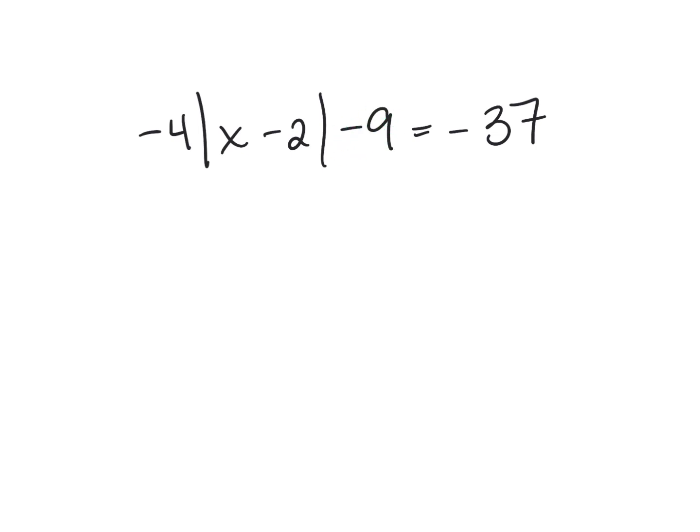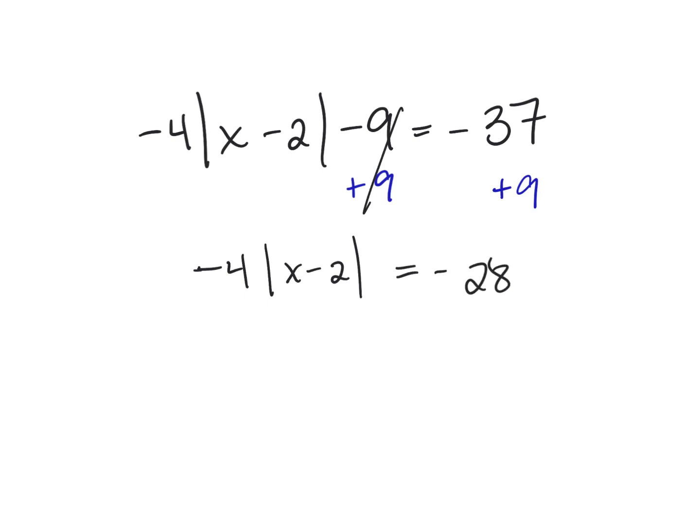So to undo this subtraction, I'm going to add 9 to both sides. And I'm going to drop everything else down. So I've got negative 4 times the absolute value of x minus 2. The negative 9 plus 9 gives me 0, so that's how we get rid of it. Negative 37 plus 9 gives us negative 28.